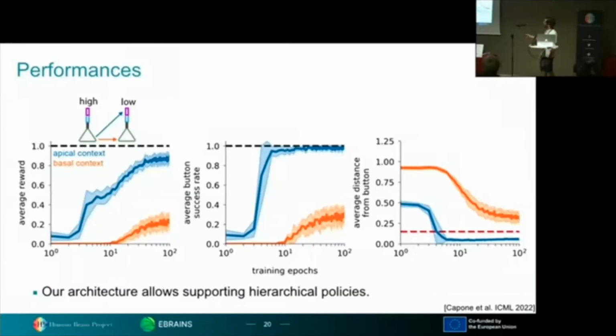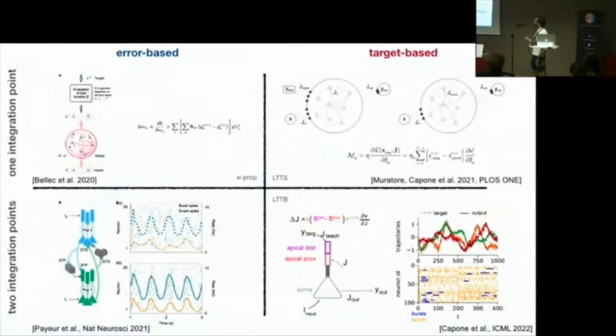Indeed, if the high network projects to the low compartment rather than the high compartment, the performance is much poorer. So this is to show you that the implementation of hierarchical policy is really improved in this kind of architecture. Okay, so basically this is the complete table.